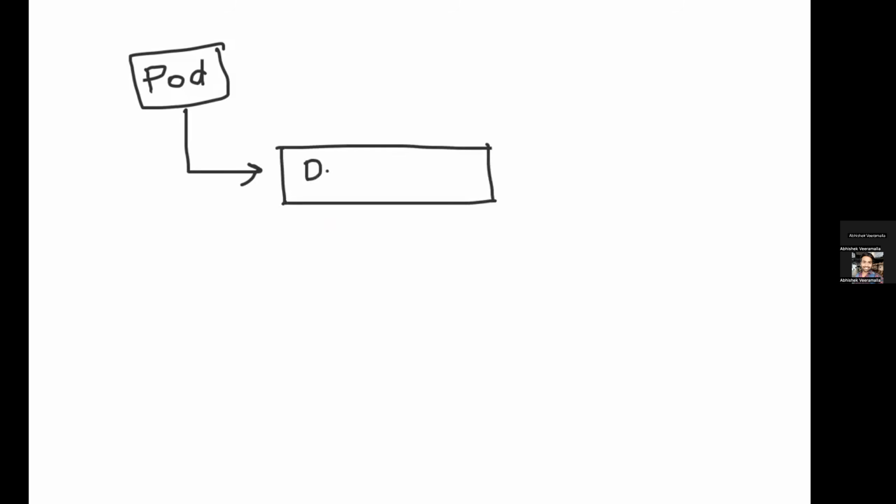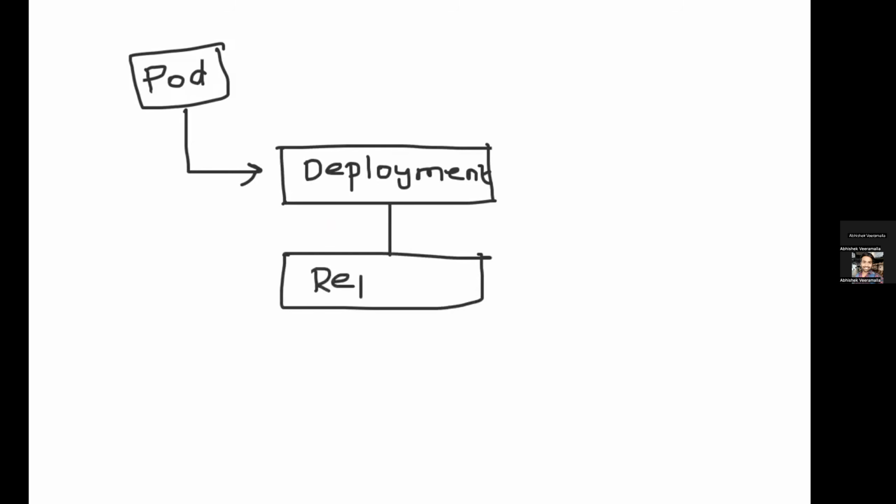So what is this resource called? The deployment resource. And what this deployment resource will do is, firstly, create something called a replica set, which is your Kubernetes controller. And then this will roll out your pods.